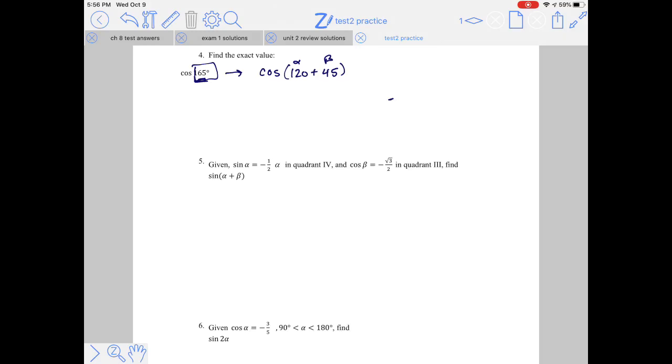We need the one where it says cosine alpha plus beta is equal to cosine alpha cosine beta. Now, which one is it? Minus sine alpha sine beta. And what can I replace alpha and beta with in these? 120 and 45, exactly. So then this becomes cosine 120, cosine 45, minus sine 120, sine 45.